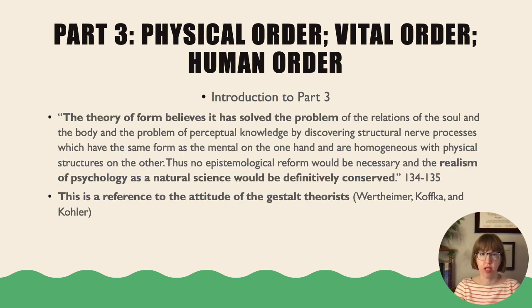The theory of form believes it has solved the problem of the relations of the soul and the body, and the problem of perceptual knowledge by discovering structural nerve processes which have the same form as the mental on the one hand and are homogeneous with physical structures on the other. Thus, no epistemological reform would be necessary, and the realism of psychology as a natural science would be definitively conserved.